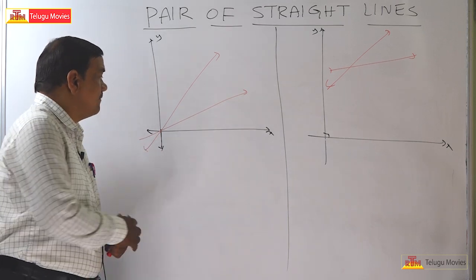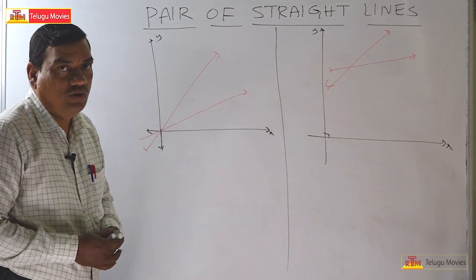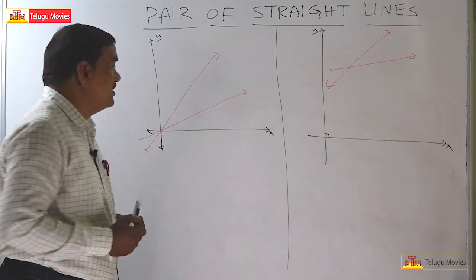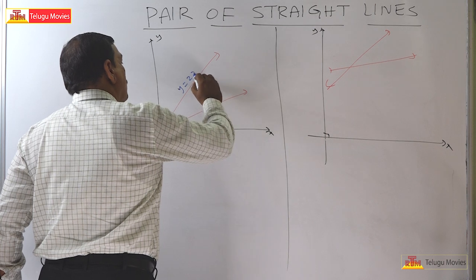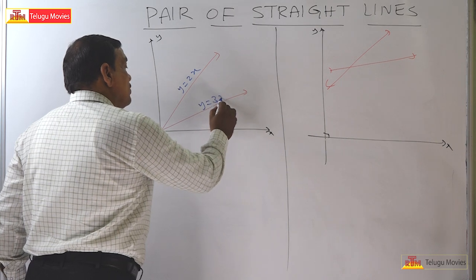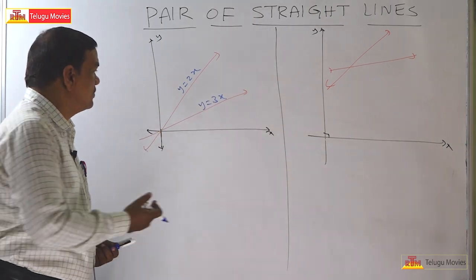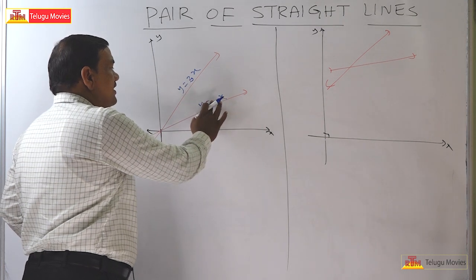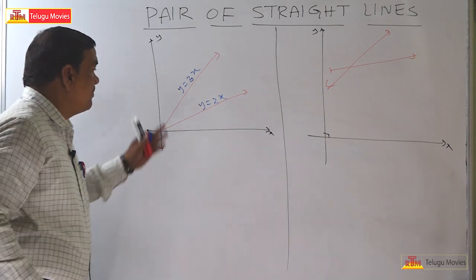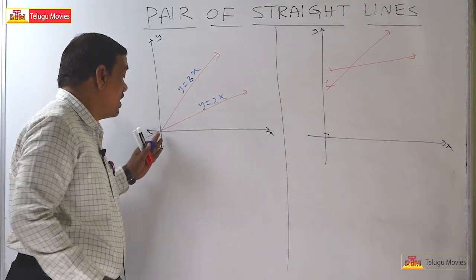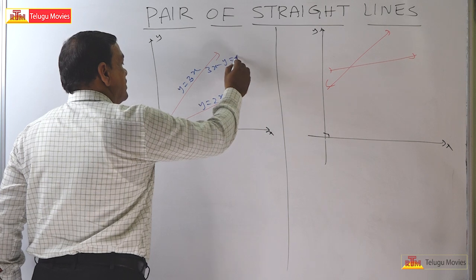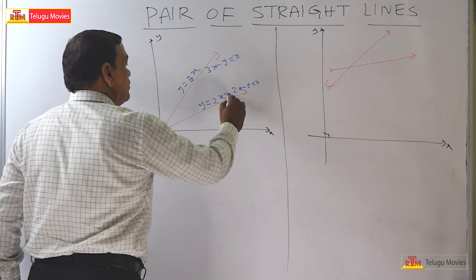So the first thing is, if two lines pass through origin, what is their combined equation? To make you understand clearly, let us take the first equation as y is equal to 2x, and the equation of the second line as y is equal to 3x. There are two lines. We know that in the straight line chapter, the equation of a line passing through origin is of the form y is equal to mx. So I will write it as 3x minus y is equal to 0, and this is 2x minus y is equal to 0.